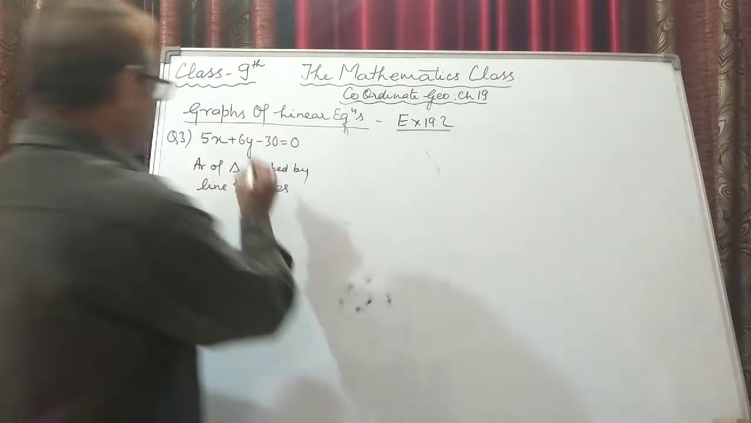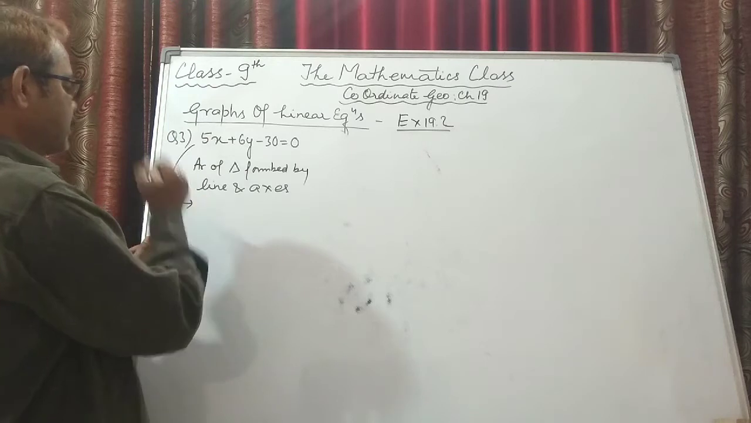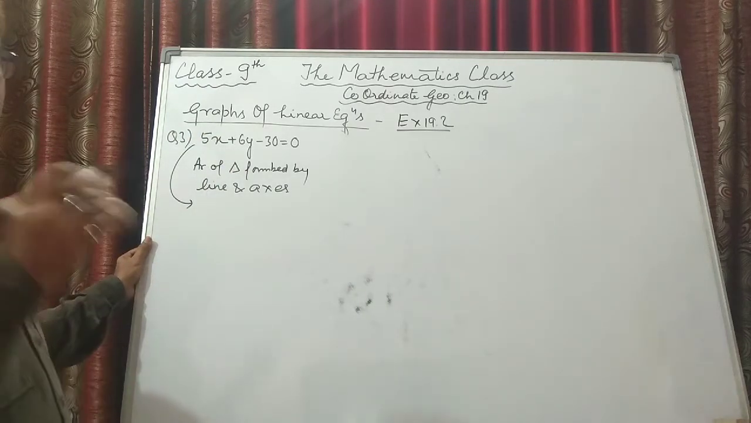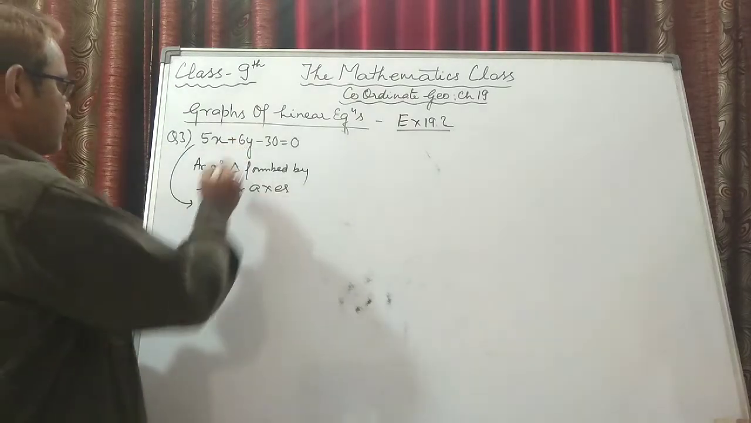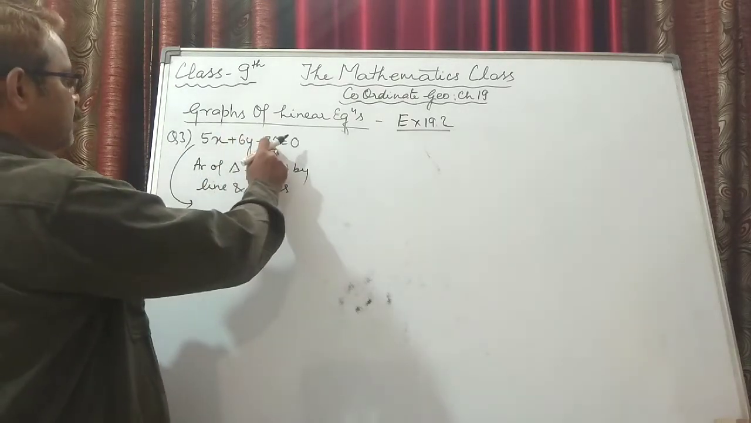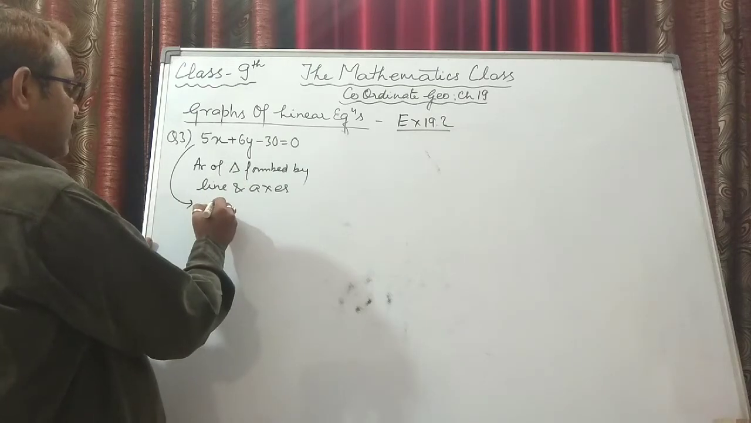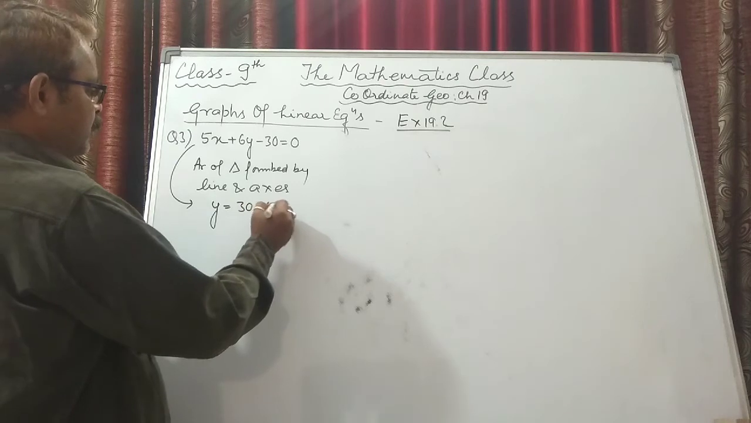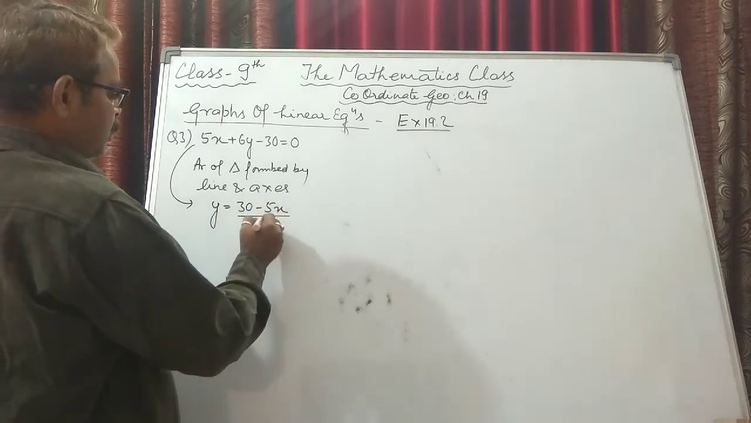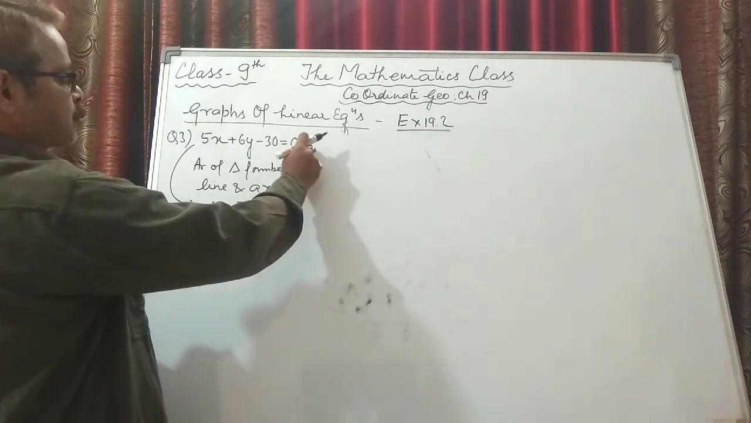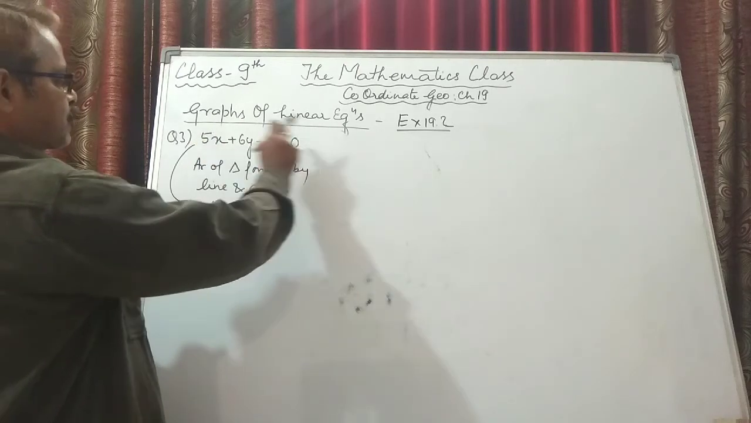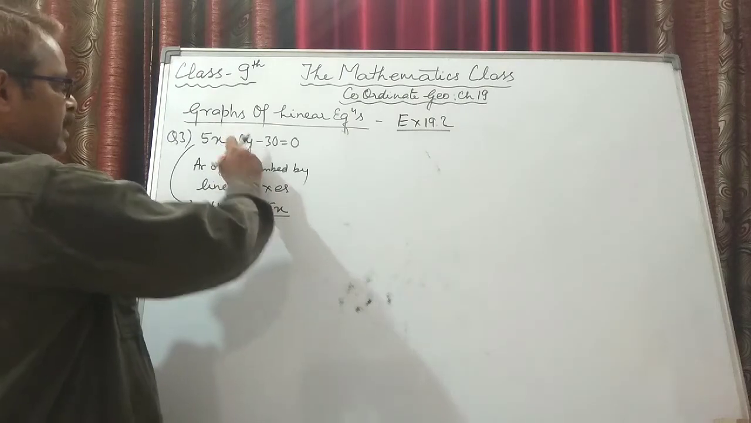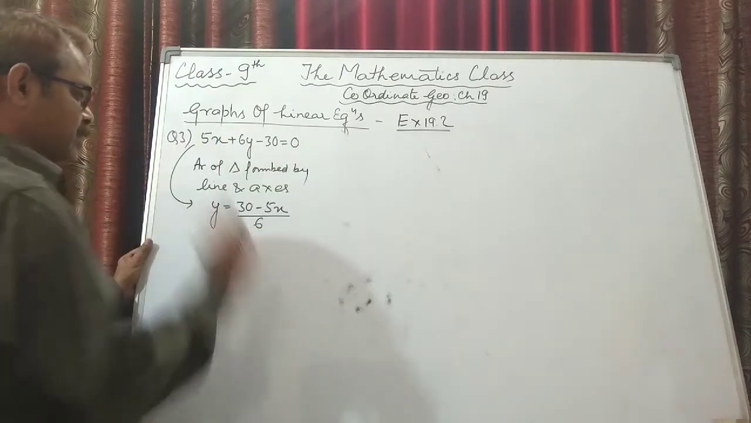So first of all, what we will do, we will convert this equation in the form of y is equal to all the other things. So we can say 6y is equal to 30 minus 5x. So y is equal to 30 minus 5x upon 6. 30 goes to this side, becomes positive. 5x goes to this side becomes negative. So 30 minus 5x, and 6 was multiplied, so it came into the denominator like this.